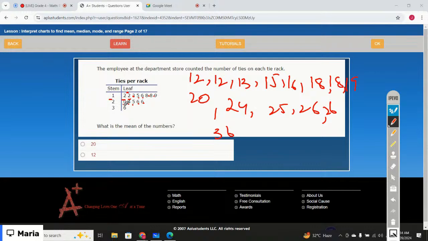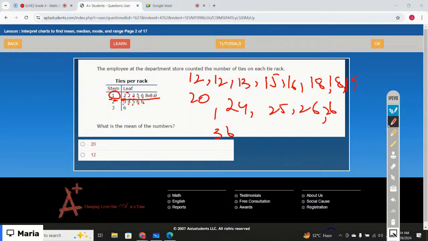You need basically stem and leaf together to make a number, right? The stem is 1, so 1 and 2 makes 12. The stem is 1 for all of them, so they all make numbers with 1. 1 and 2 is 12, then 1 and 2 is 12, then 1 and 3 is 13, then 15, then 16, then 18, 18 and 19.